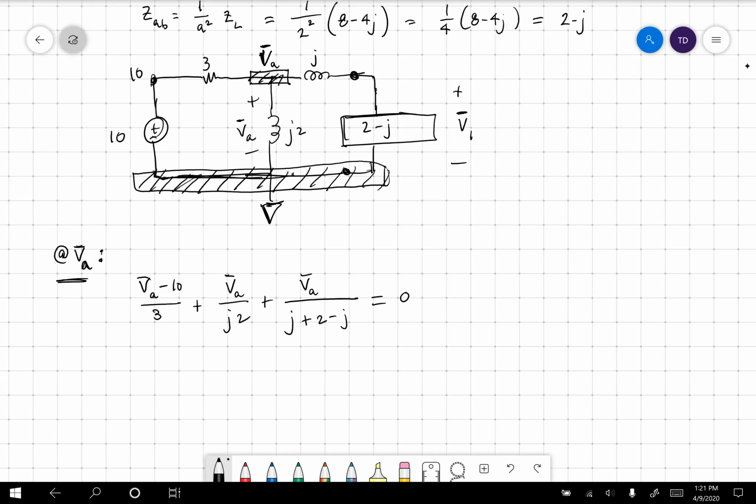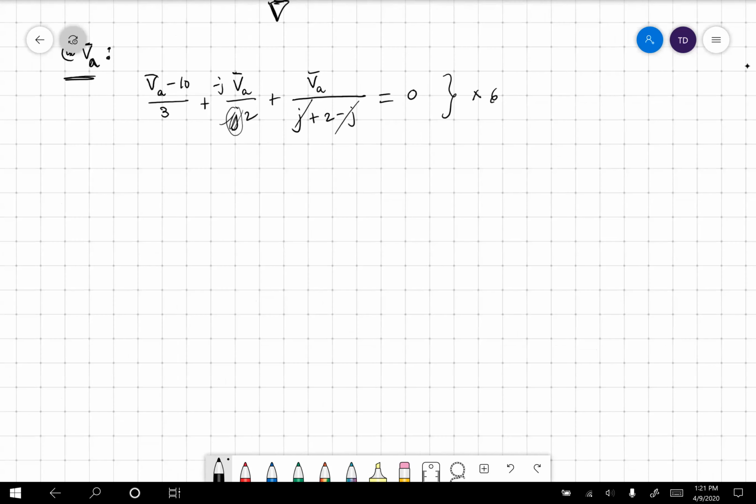Equals 0. This j here, I can write as a minus j in the numerator. So that'll get rid of it there. And now what's my common denominator? It looks like it's going to be 6. So when I multiply by 6, I'm going to have 2 times VA minus 10 plus a minus 3j times VA, and then plus 3 times VA, and that's equal to 0.